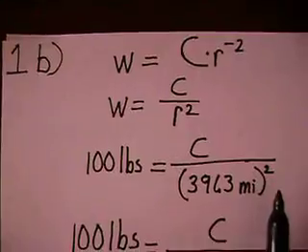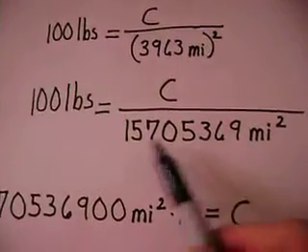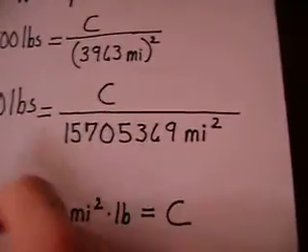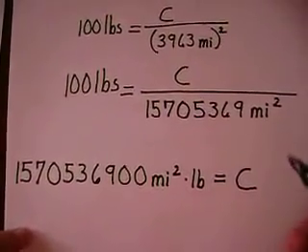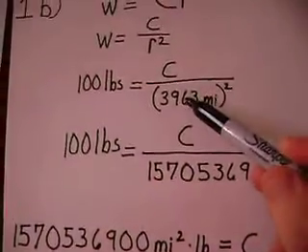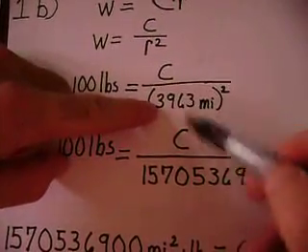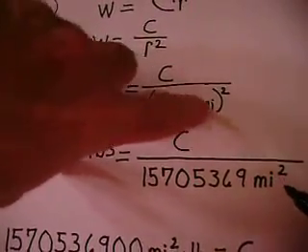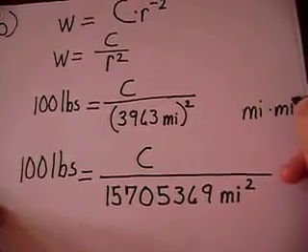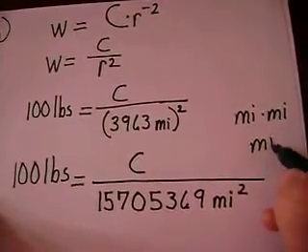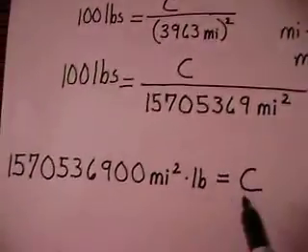You take this and you square it and you end up with this number right here. Multiply both sides by this number and it'll cancel over here, and whenever you multiply this number by 100 on this side of the equation, you'll end up with this. Now the units on this are a little weird. Whenever you take 3,963 miles and you square it, you end up with this number squared, and a mile times a mile is a mile squared. That's actually a mile squared. And this is the final answer right here.